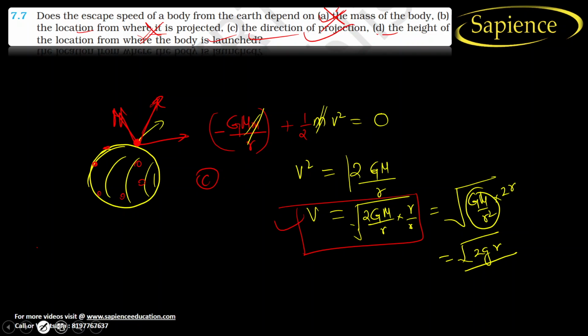At the same time they are talking about the height. Let us consider an object has been placed at a height h. If it is at height h, what will happen? R will increase. If R will increase, then what will happen?